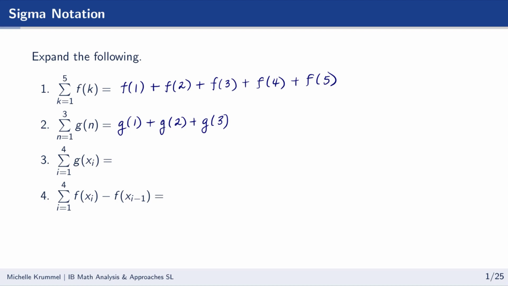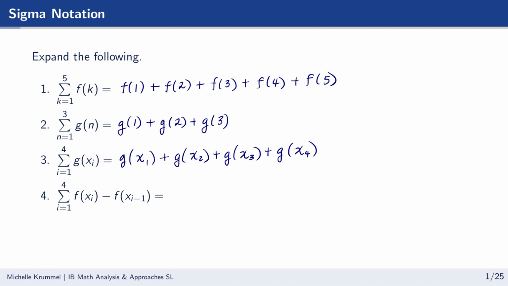For the next one, we have g of x sub i, and we're summing from i equals 1 to 4. So we start by letting i equal 1, and we evaluate this expression. So it's going to be g of, now I'm not replacing the x with a 1, I'm replacing the i with a 1. So it's going to be x sub 1, g of x sub 1, plus. Now we increase the value of i by 1. We're going to let i equal 2, and we evaluate this expression. We're substituting 2 in for i. Remember, not for x. So we get g of x sub 2 plus g of x sub 3 plus g of x sub 4, and then we're going to stop there because we stop when we get to i equals 4.